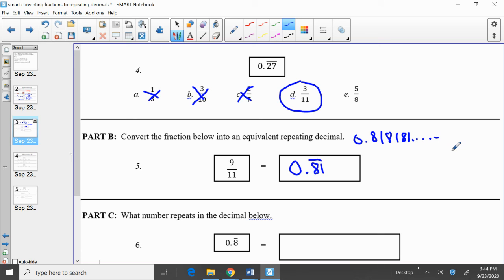Okay, and last question, but not least, what number repeats in the decimal below? 0.8 with the repeating line over it. What number repeats? The 8 repeats. Okay, so if I was going to write it, I might think that that would equal 0.888 forever.